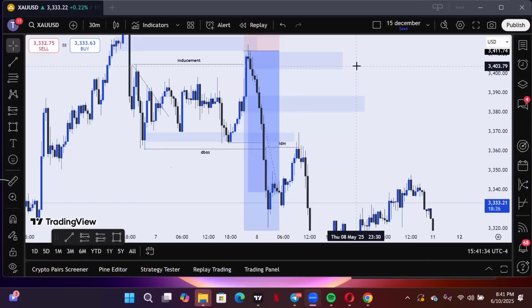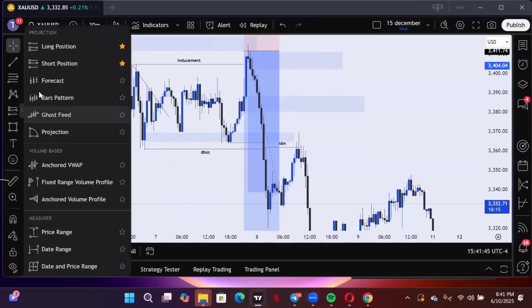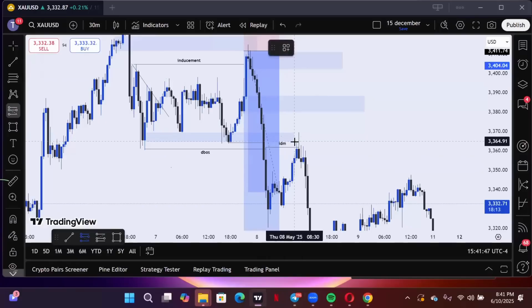Now the final rule says pick the point of interest that is closest to my inducement. So where's my inducement? Right here. So between all these 3 points of interest, which one is closest to where my inducement is? This breaker block here. So that's where my entry for this trade will be, from this breaker.